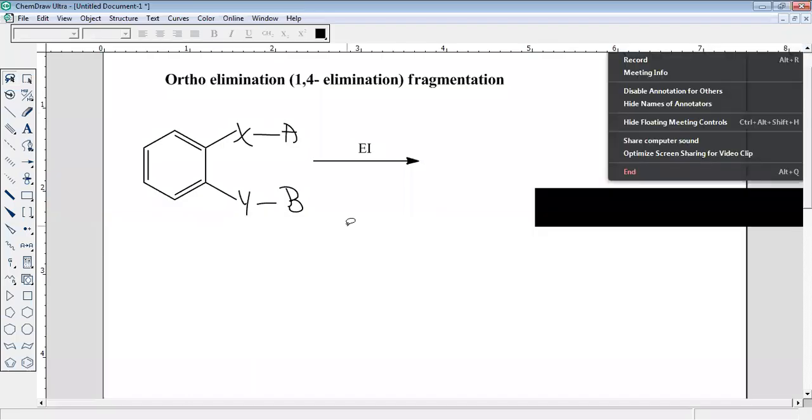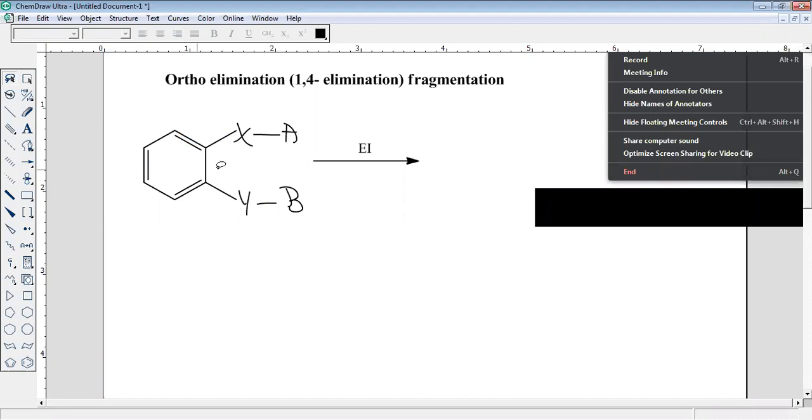So, welcome to this discussion, that is ortho elimination, fragmentation, or 1,4 elimination. It is only limited to ortho substituted compounds, that is the aromatic compounds. Okay, in ortho position, what I have of aromatic skeleton, it is shown here.